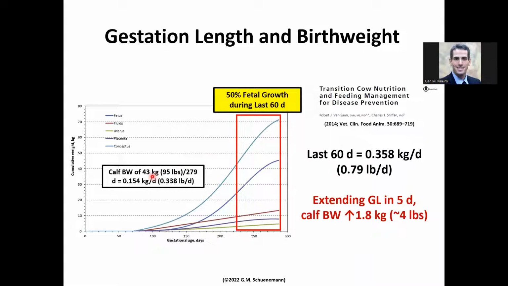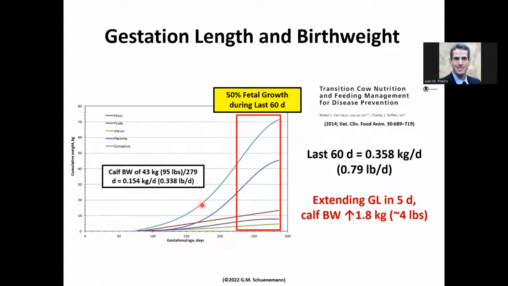So when we look at, I'm just using an example here, a calf birth weight of 43 kilos or 95 pounds, and you divide by the average for a Holstein cow that is 279 days, that will give you, in kilos, about 154 grams or 0.154 kilos or 0.34 pounds a day, right? But this is just the average, and it assumes that the rate of growth is the same.